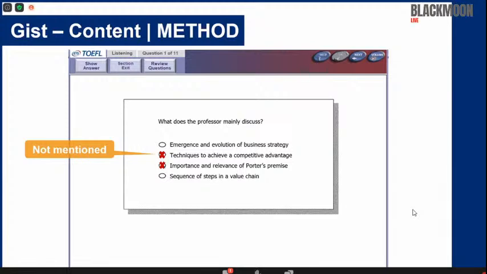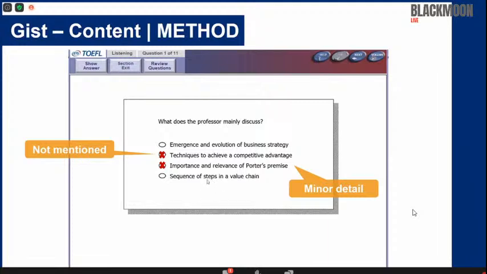Importance and relevance of Porter's premise. Well, that was just one sentence. It was a very minor detail where she says Porter extended on, or he qualified this premise by introducing new ideas to it. And that is not what the entire lecture was about. Only a short part of the lecture was about Porter's premise. So it was a very minor detail. So that cannot be the correct answer because we want to know what the professor was mainly discussing.